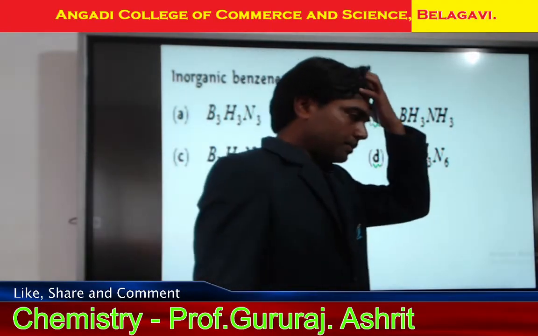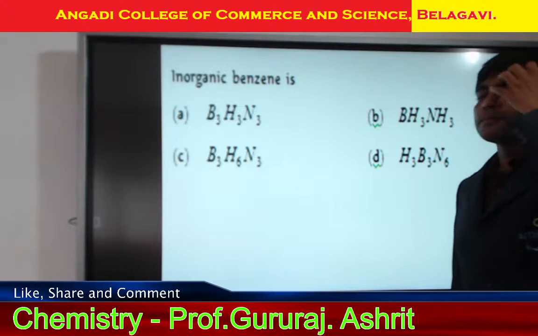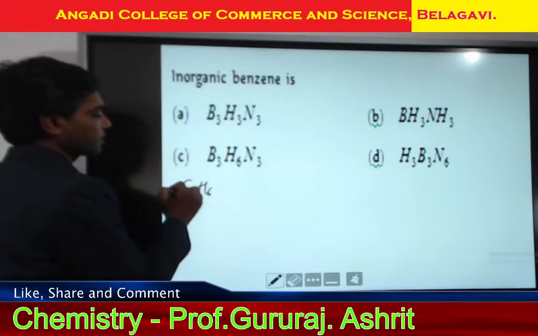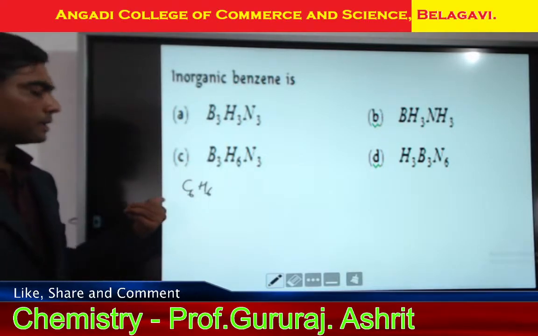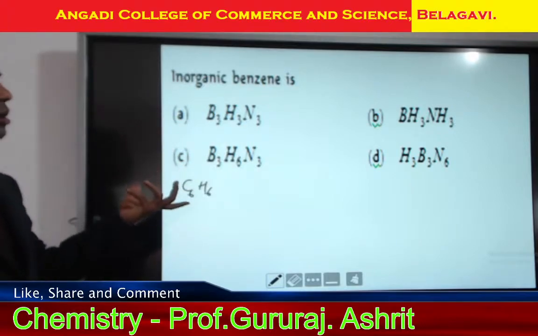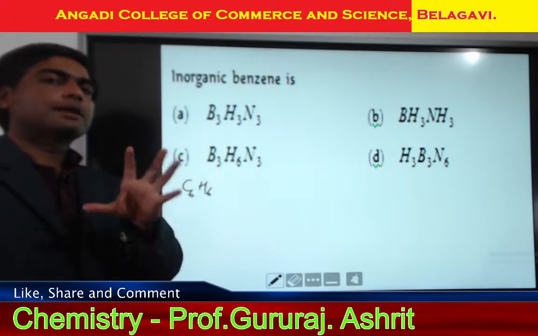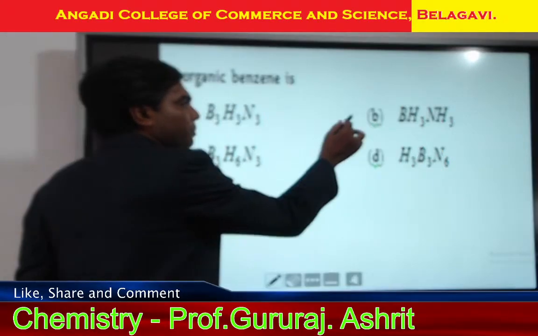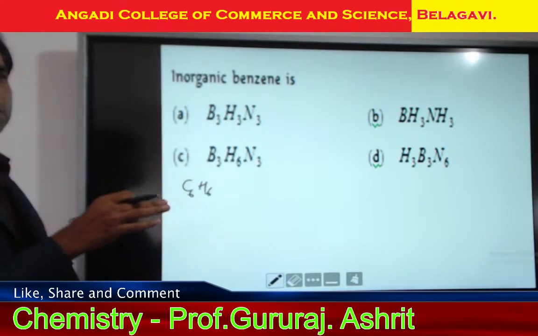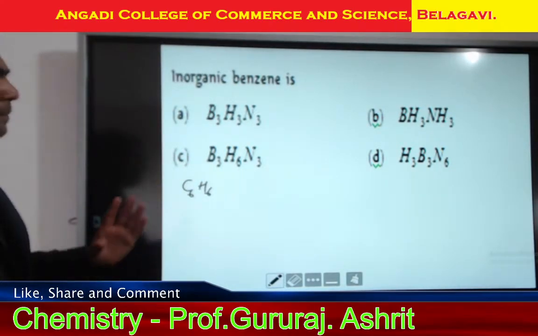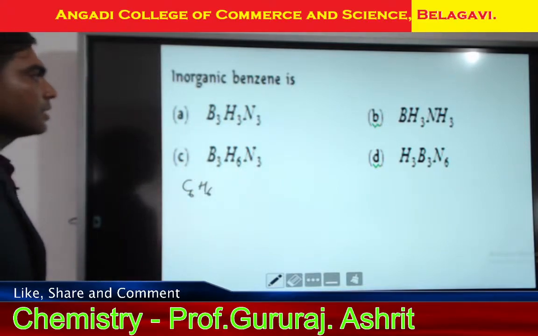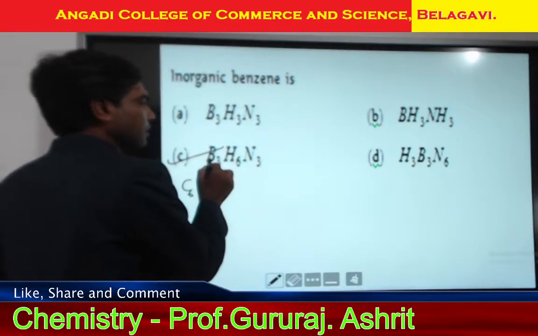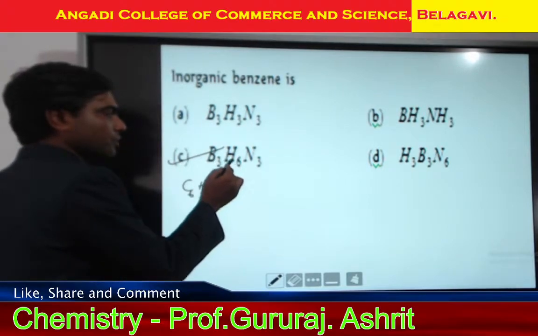Inorganic benzene. All of you know that benzene is an organic compound whose formula is C6H6, and it is called an organic compound because it has carbon content. In inorganic chemistry also we give the name benzene, but why? In one of these options the structure is mostly similar to the benzene structure. Hence, it is called inorganic benzene. And the answer for this one is this one. Why is it called benzene? Let's see here. 3 nitrogen, 3 boron, and hydrogen are 6.